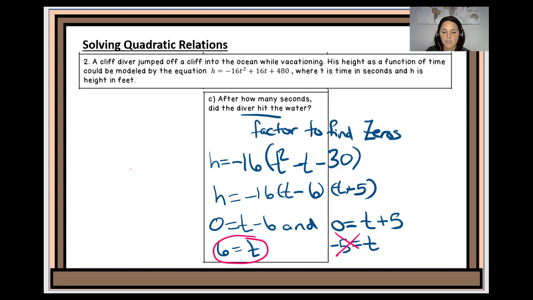If we were to draw ourselves a little sketch to model the situation here, I would have one zero at negative 5, the other one at positive 6, and I know my parabola opens downward. So up here is where the diver is at the y-intercept. So we don't really count what's behind there because that's back in time, which is inadmissible. So I'm going to just cross that out. So before I go to part A, I'm going to make my conclusion. So therefore, the diver hit the water in 6 seconds.